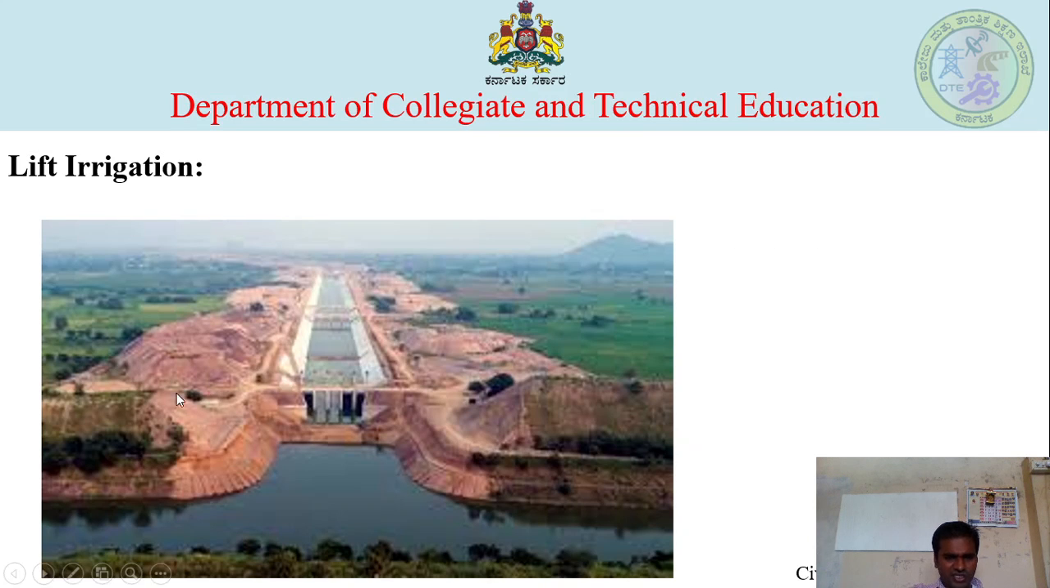See, this is also one of the lift irrigation. Here water is available at the lower level. This lower level water can be lifted by mechanical means to the higher level of the canal, then distributed to the irrigation field.